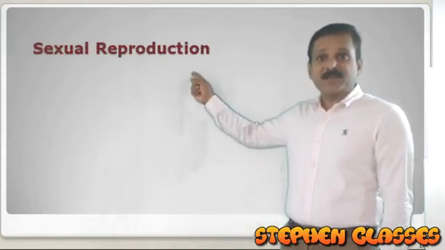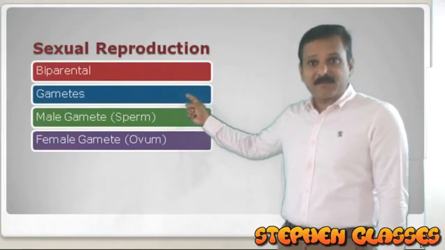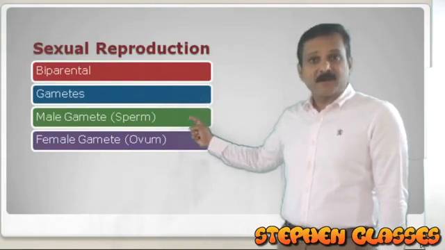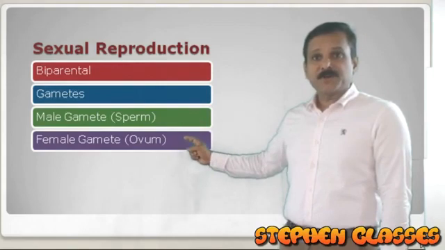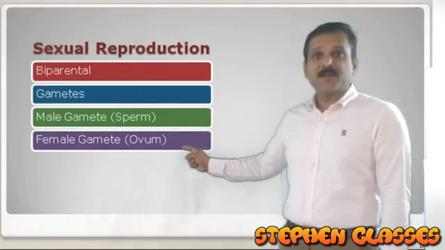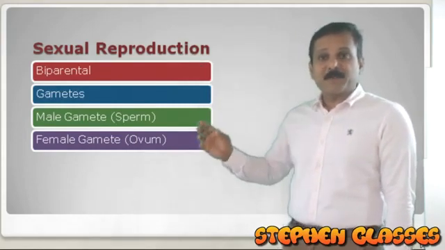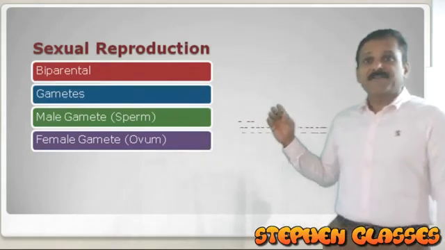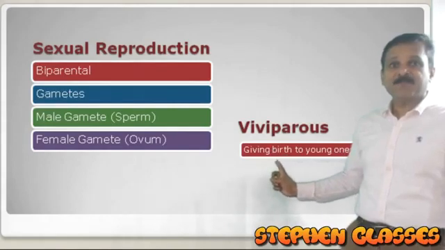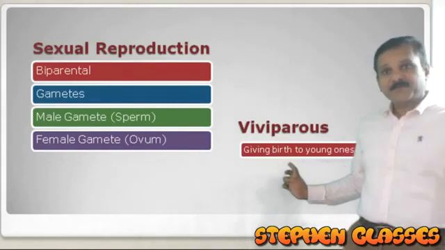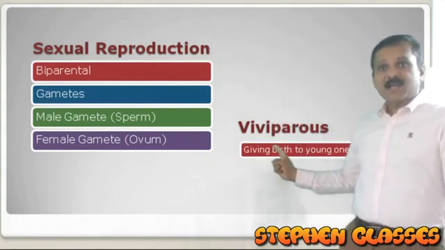Sexual reproduction, I repeat, is biparental and here there will be formation of gametes. The two different types of gametes are the male gamete, which is also called the sperm cell, and the female gamete, which is called the ovum. These two gametes will fuse and there will be fertilization in the case of sexual reproduction. Another point is about the viviparous condition. Human reproduction is viviparous. What is the definition for viviparous condition? Giving birth to a young one. So human reproduction is sexual reproduction and it is viviparous.